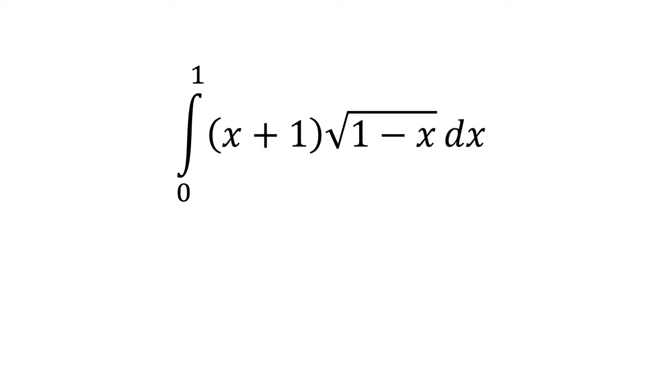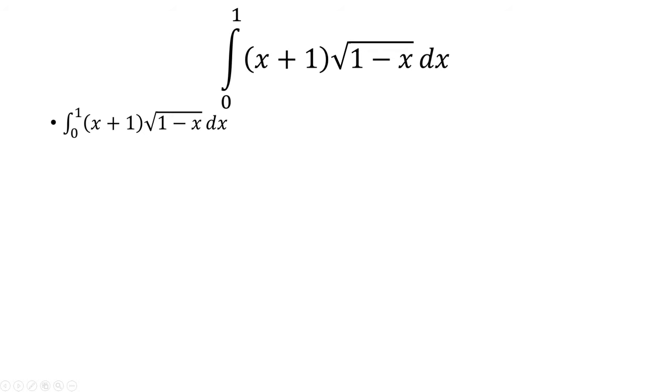In this video, we'll be finding the integral from 0 to 1 of (x plus 1) times the square root of 1 minus x. First thing we're going to do is do a u substitution. We're going to let u equal 1 minus x, and so du will be negative dx.